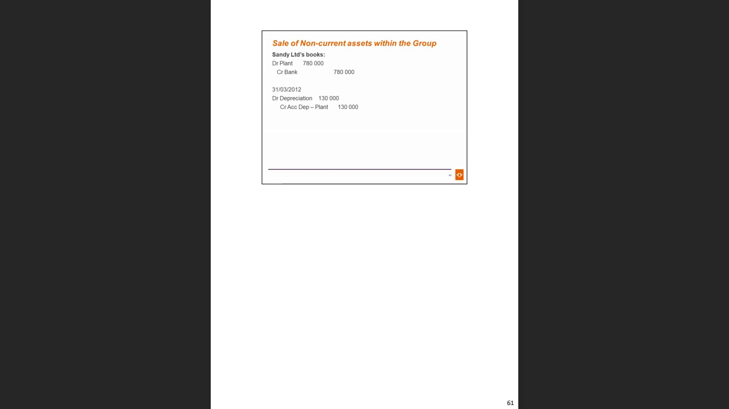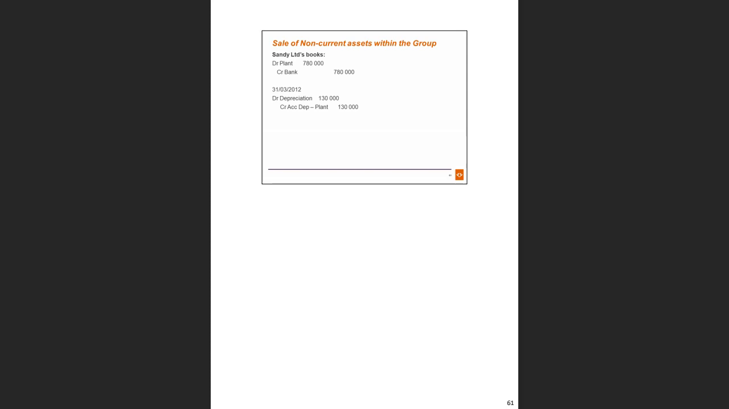Now Sandy is going to depreciate this item of plant based on this cost that Sandy paid. When Sandy bought this asset, it had been depreciated for 4 years. The remaining useful life of the plant was assessed as 6 years when Sandy bought it. So Sandy will depreciate this plant by taking 780,000 and dividing by 6, and that will give us 130,000 Rand depreciation. So debit depreciation 130, credit accumulated depreciation plant 130.